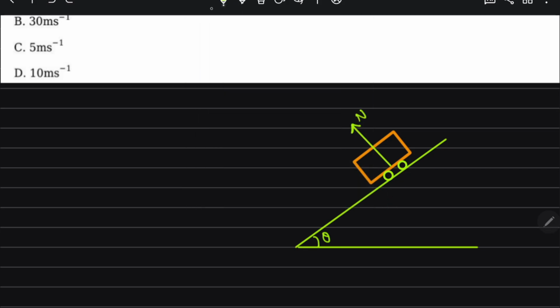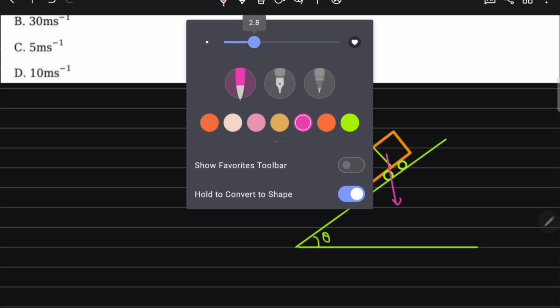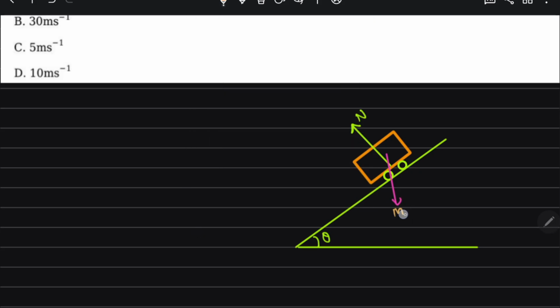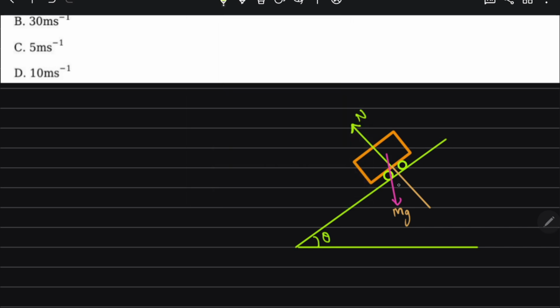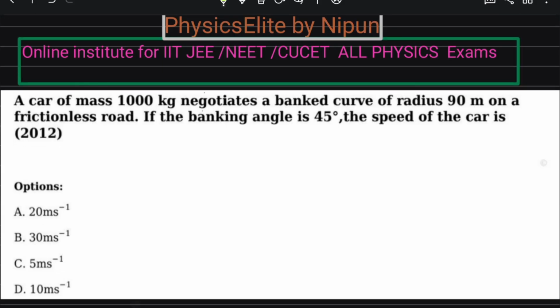Just 1 minute, I use different colors so you can easily visualize it. mg force is acting downwards. So this angle is theta, so this is also theta, right? And here this surface is frictionless.